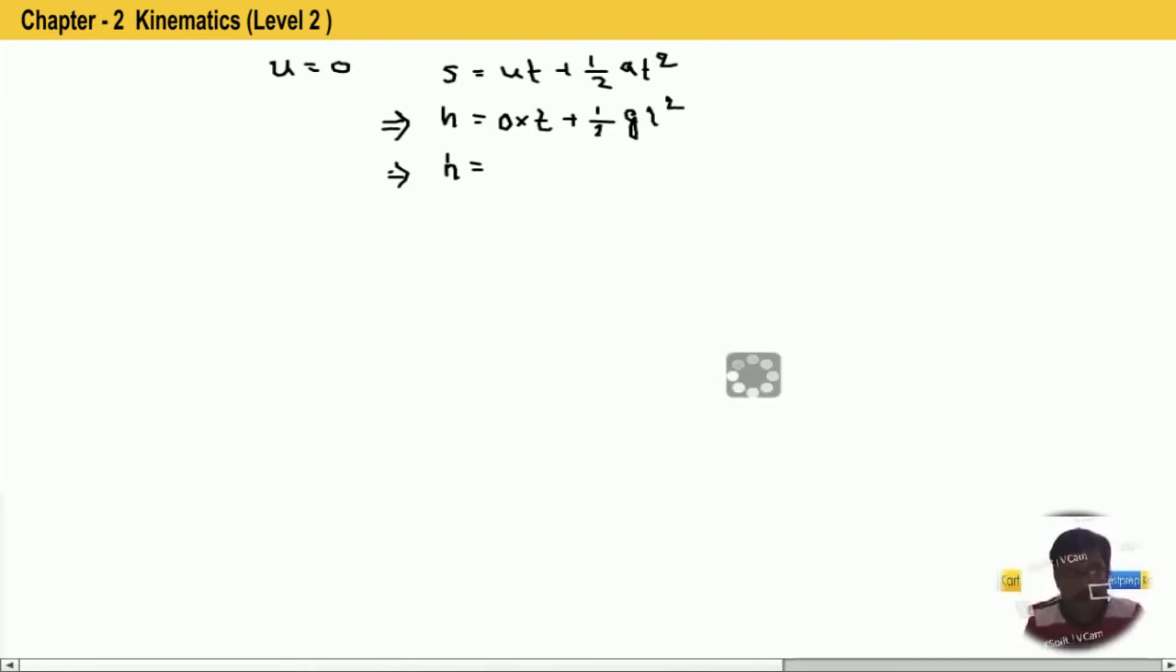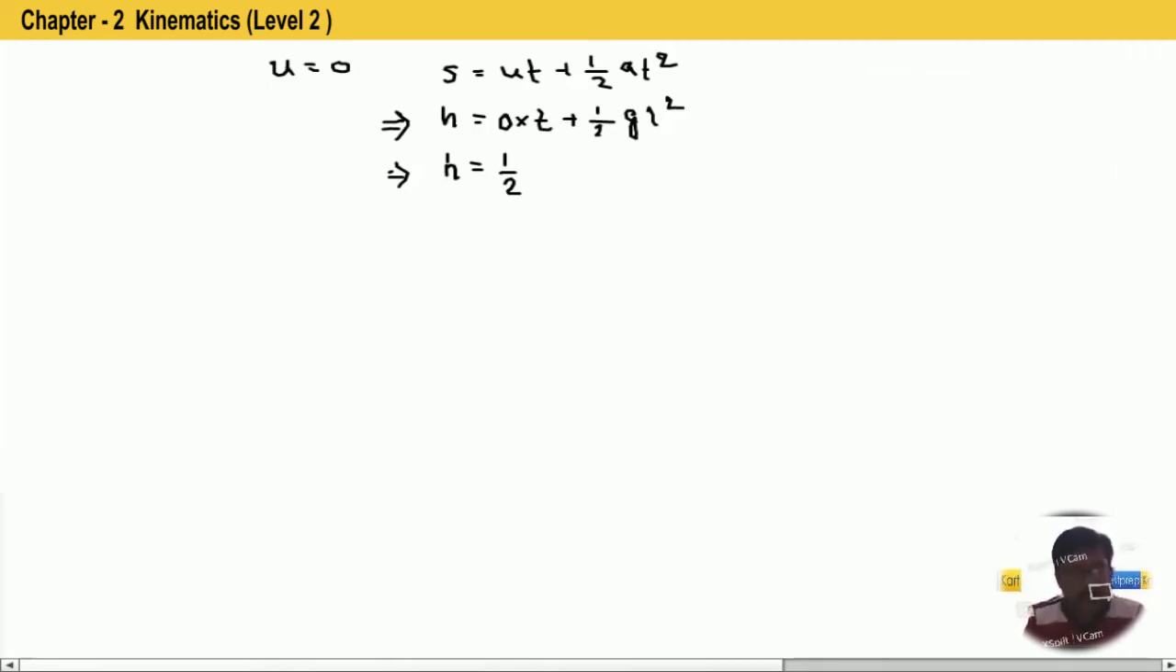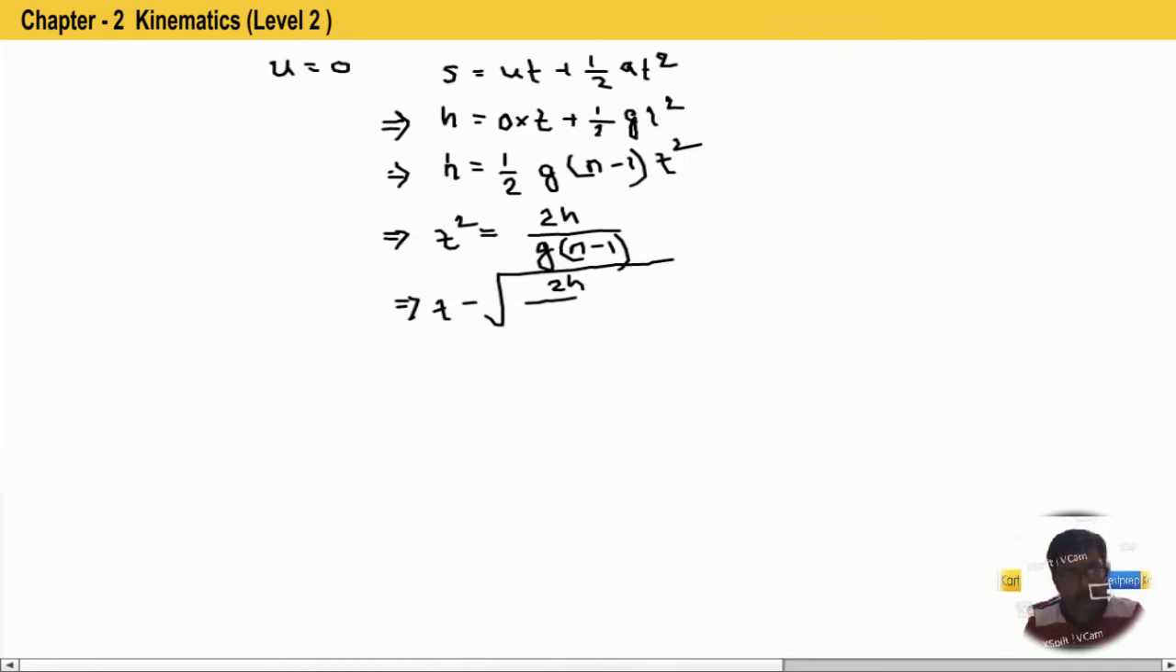So h should be half. What is the value of g? g means, what is the value of a? Half at square. So as a we can write g n minus 1, t square. Right? What is the value of t square? 2h by g n minus 1. Then what is the value of t? It should be root over 2h by g n minus 1. This is the answer.